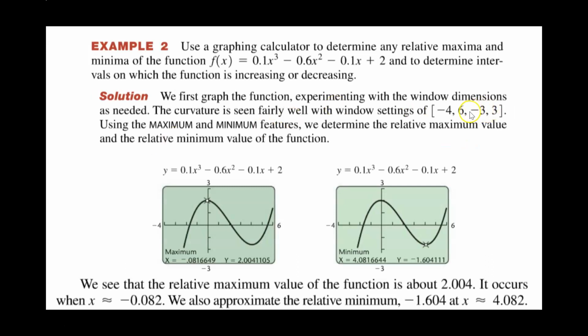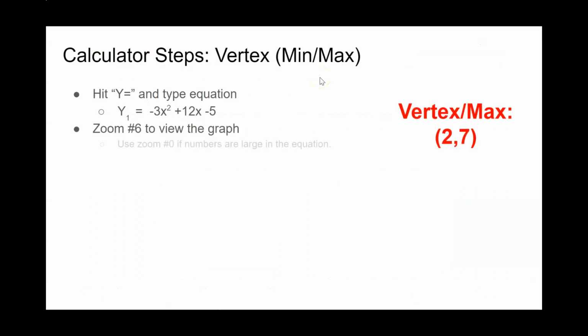I didn't give you the dimensions because the numbers are not big or small. Usually when the numbers are really big or really tiny, like decimals, is when you have to mess with the dimensions or maybe hit zoom 0 for large or really small numbers. But this one's pretty standard. The numbers are pretty standard. So zoom 6 should work, and you should be able to see a perfect shape of the graph.